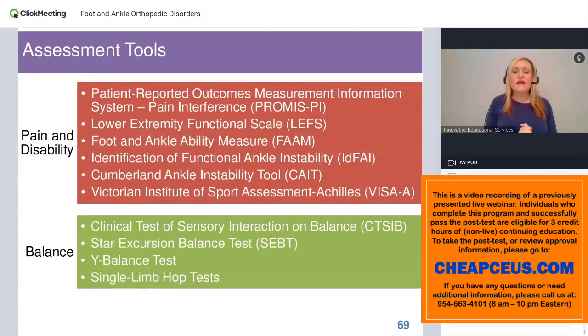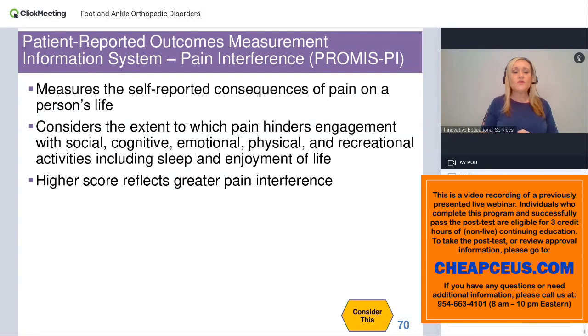So that finishes our specific diagnoses. What we're going to look at now are a couple of different assessment tools that we can utilize to gain information about how our patients are presenting as well as progressing. First one, our patient reported outcomes measurement tool, the PROMIS system, looks at pain interference. So, how is pain impacting the individual's ability to function?